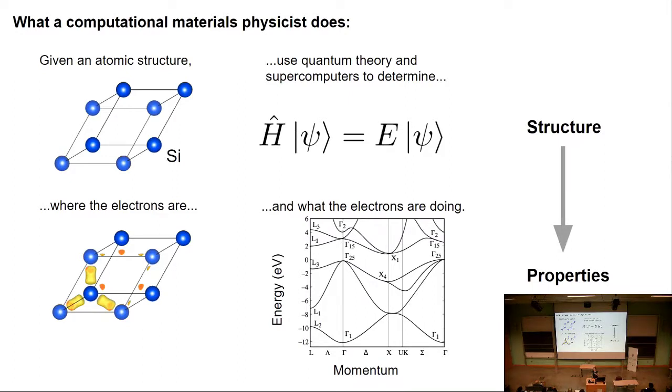So what I did is I would use quantum theory and supercomputers, basically solving this deceptively simple equation that's actually not so simple. And I would solve those equations using density functional theory specifically to figure out where the electrons are. So in silicon, they're nestled right between the silicon nuclei, right there. It's a covalent bond. And also what they are doing.